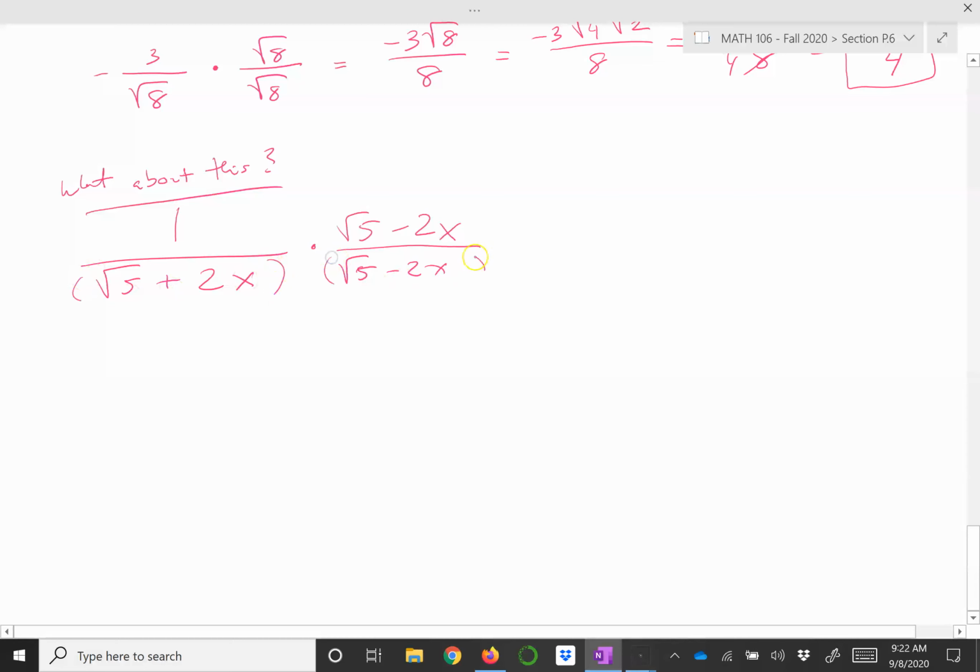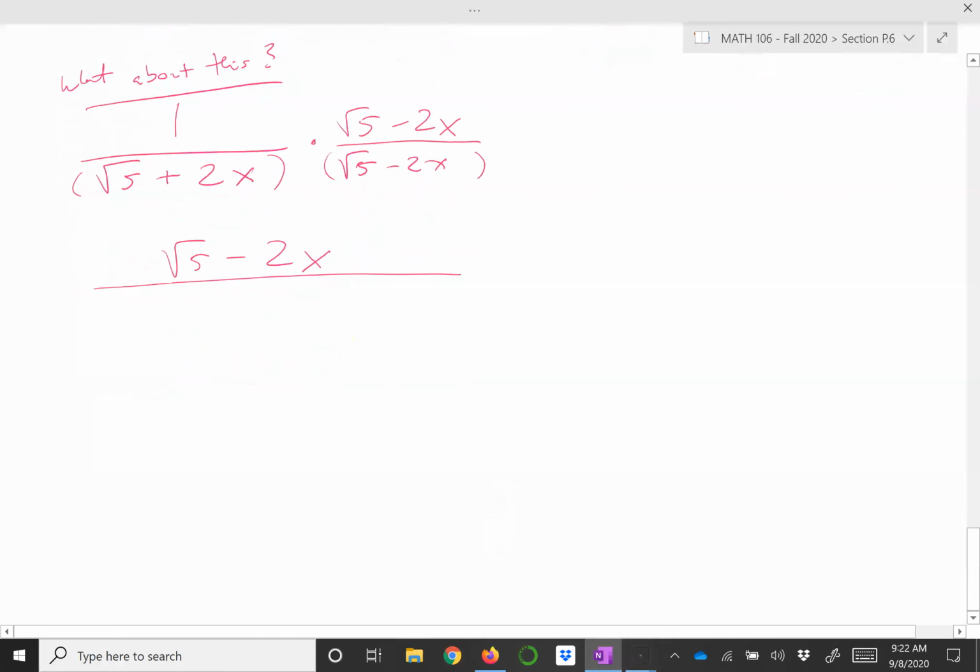Now, the only thing you have to do is FOIL, right? Because we're going to be multiplying across again. So you're going to be FOILing things that have square roots. But let's just work through it. So look at the numerator. That's going to be easy for right now. That's just square root of 5 minus 2x. It won't always be that easy because you won't always have that 1 up there. All right, so let's do this FOIL.